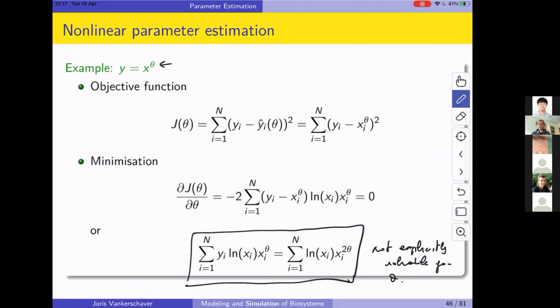Well, okay, now we have to use the computer to solve this equation and find theta. And how are we going to do that? Well, that's going to be the topic of the next section.